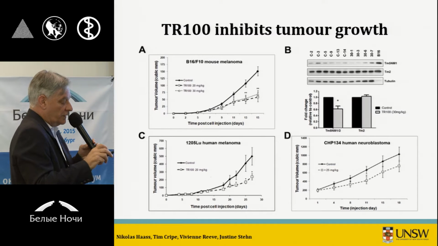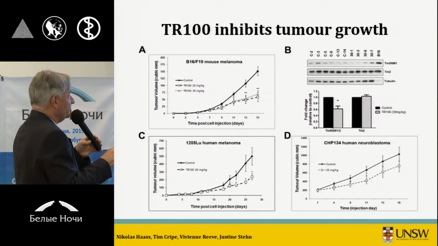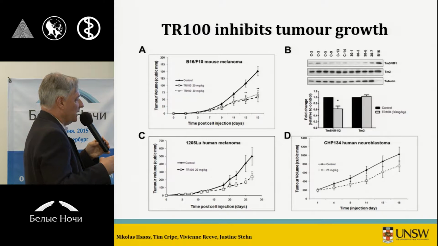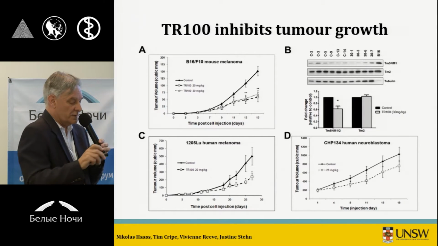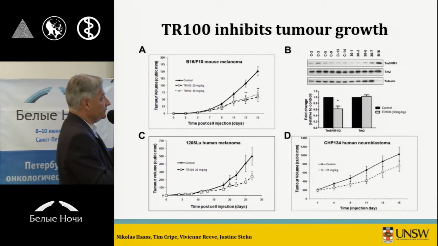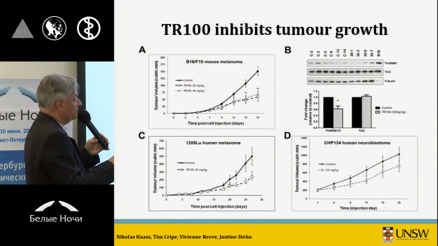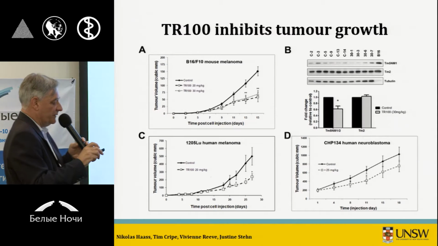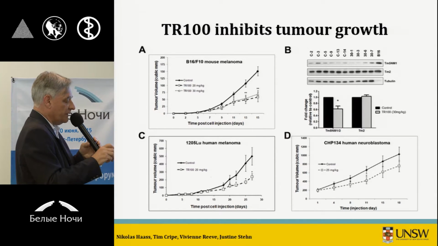What is the effect on tumour growth? In a series of experiments looking at mouse melanoma, human melanoma and human neuroblastoma, what we found was that the initial drug, TR100, was able to provide inhibition of tumour growth in each of these models. What we also noticed was that in tumours that were exposed to the drug, the amount of the target tropomyosin was also substantially decreased, suggesting that in fact the target tropomyosin was becoming less stable.